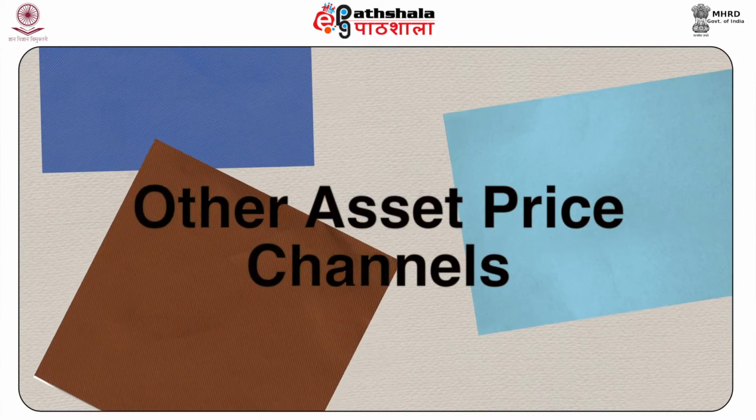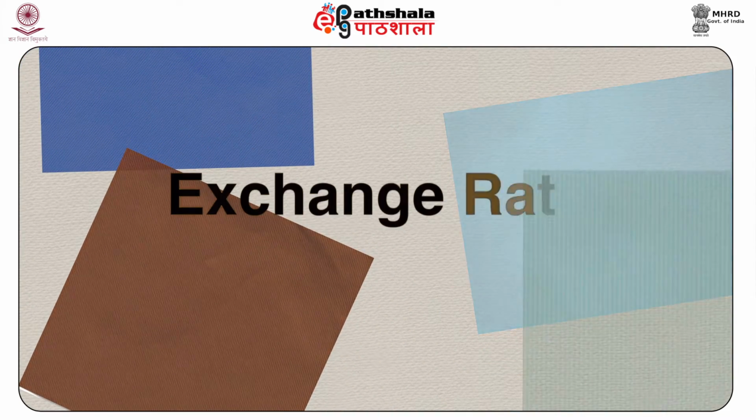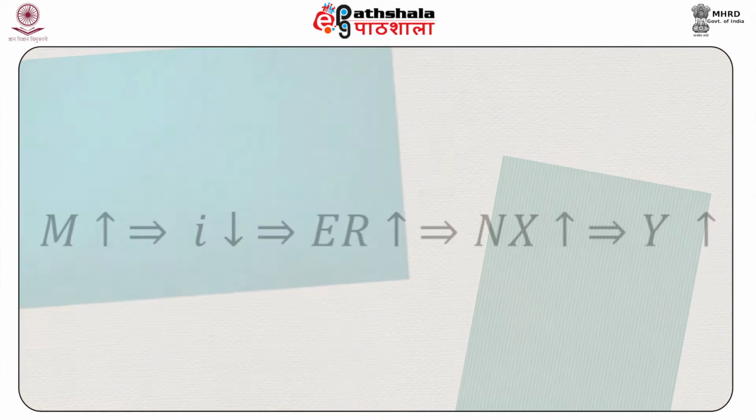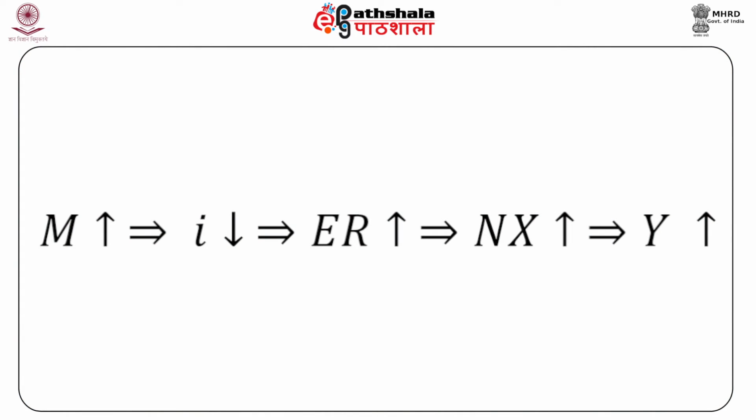Then there are other asset price channels. Number one, the exchange rate channel. This channel of transmission works as follows.